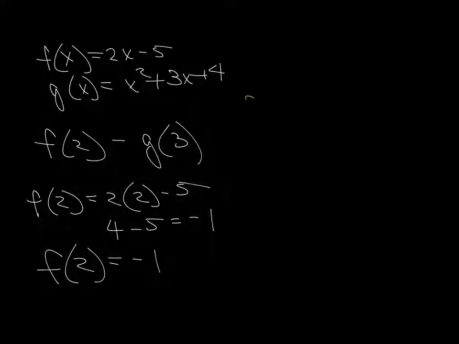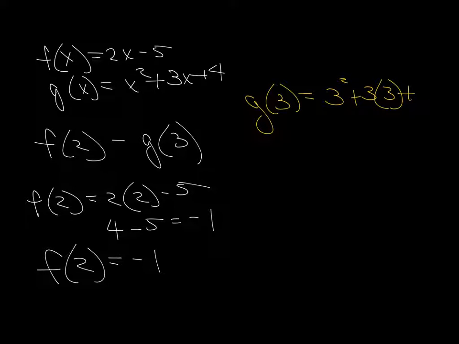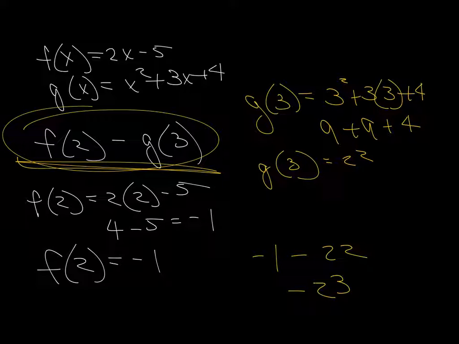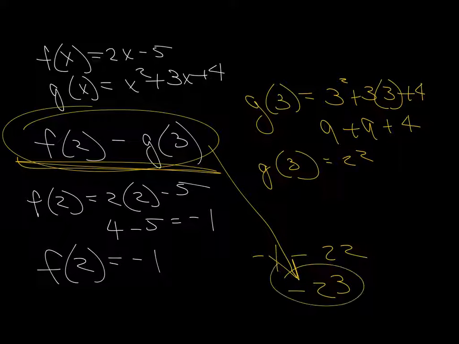And in yellow, g of 3 equals 3 squared plus 3 times 3 plus 4. So this is 9 plus 9 plus 4, which equals 22. So g of 3 equals 22. So it says f of 2 minus g of 3. F of 2 is negative 1, g of 3 is 22. So negative 1 minus 22 is negative 23. So the answer to that is negative 23.